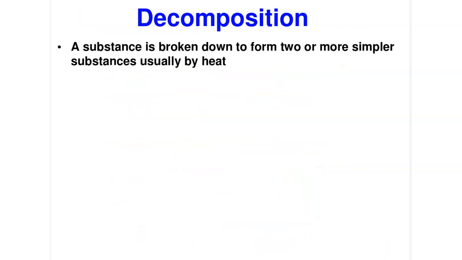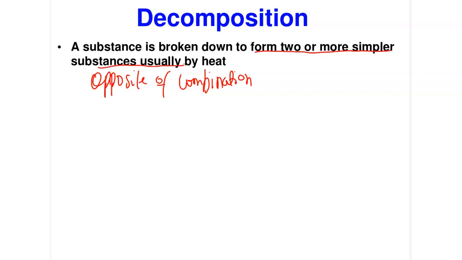The second one, decomposition. As the name implies, decomposition reaction simply means the opposite of combination. Decomposition, I usually tell my students it is the opposite of combination. So if you turn the other reaction around, what they're going to have is this. Because what it means is that a singular substance, a big substance, is broken down into two or more simpler stuff. So it is an exact opposite of a combination reaction.